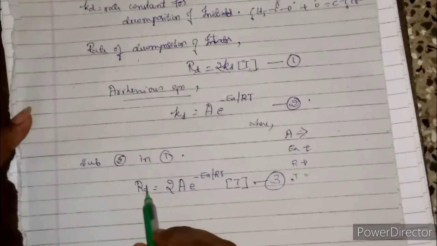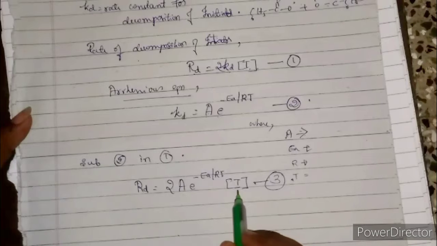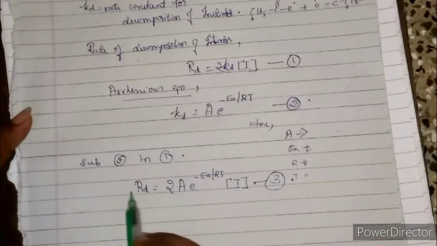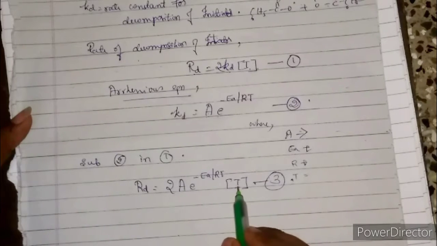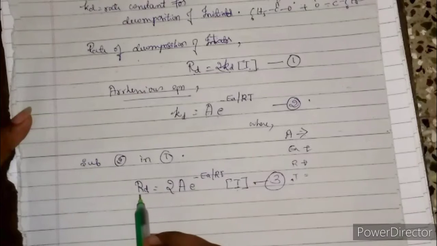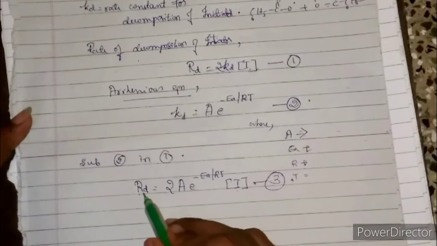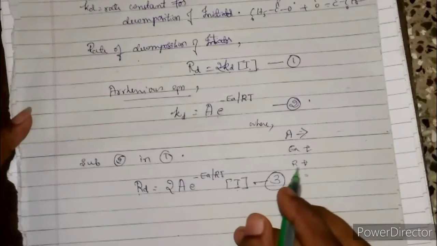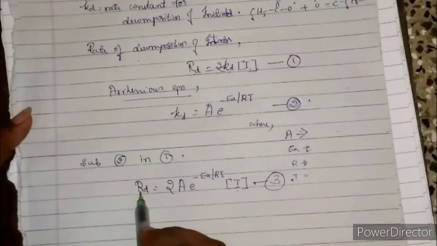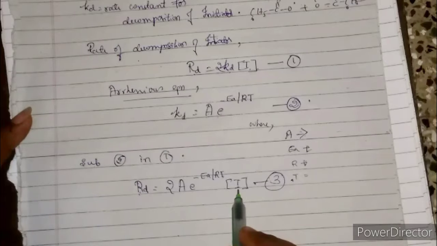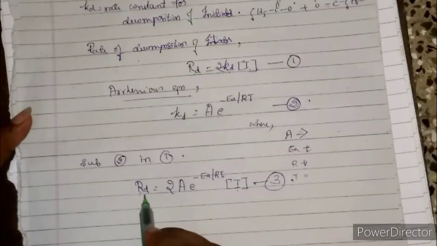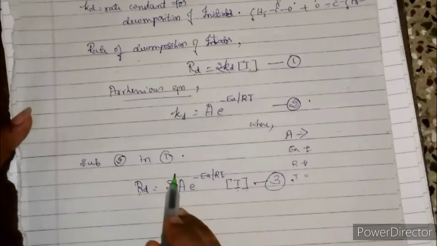Okay, rate of decomposition increases with the increase in concentration of I. Okay, as the concentration of the initiator increases, the rate of decomposition also increases, and also this Rd increases as the temperature increases. So this Rd depends on what? It depends upon the concentration of I as well as the temperature. Okay, as you increase the temperature or as you increase the concentration of the initiator, the Rd, the rate of the decomposition of initiator, increases.